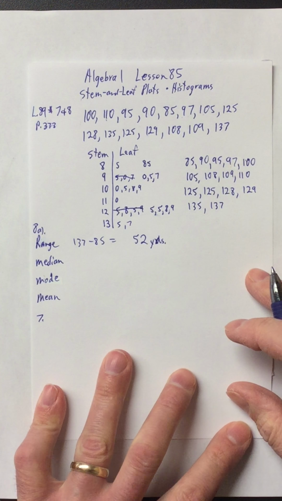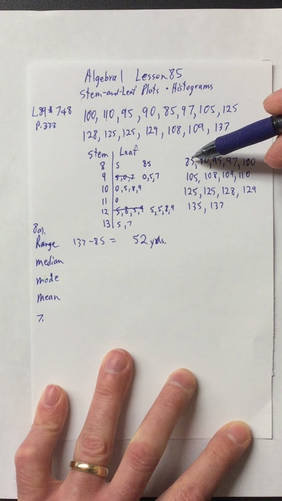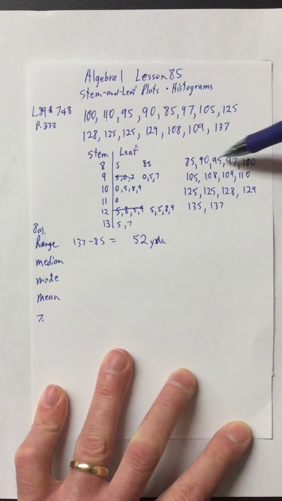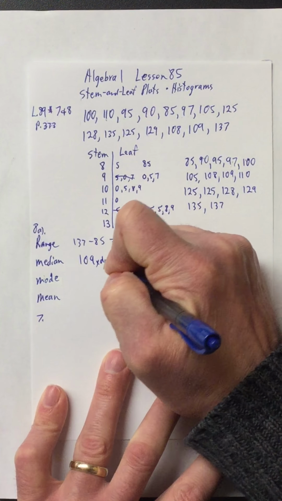All right, the median means middle. I'd already counted these and there's 15 of them. So the middle of 15 would be the 8th, 7 on one side, 7 on the other, and 1 right in the middle. I have to count through these till I get to my 8th number. 1, 2, 3, 4, 5, 6, 7, 8. My median is 109 yards.